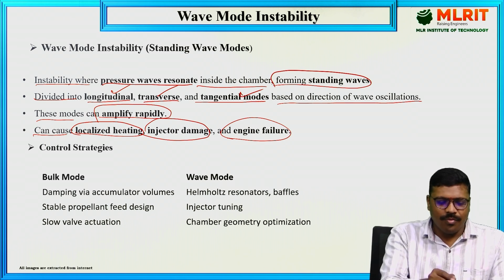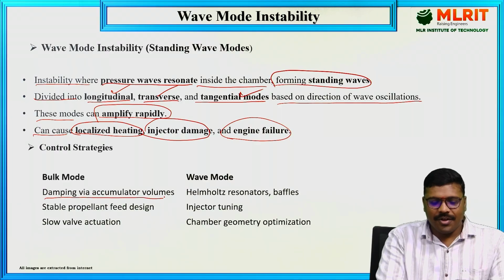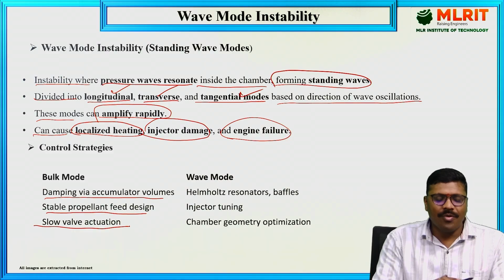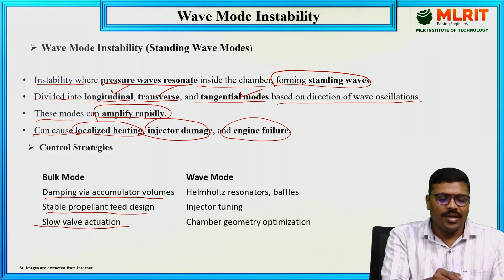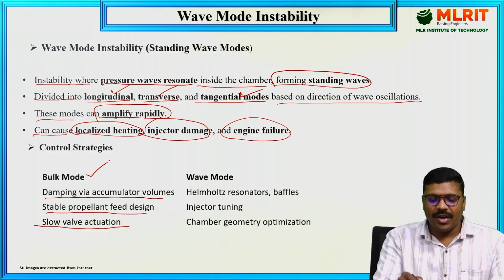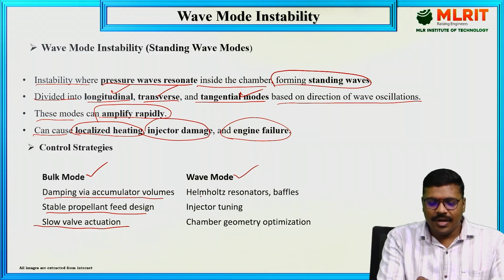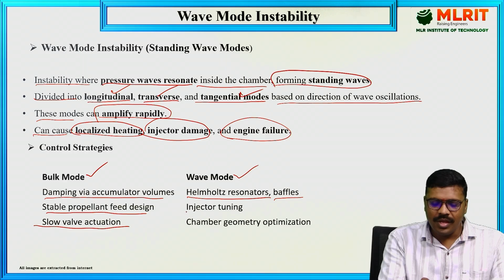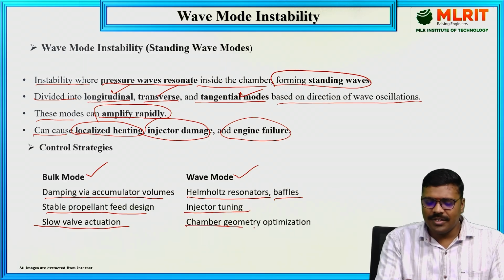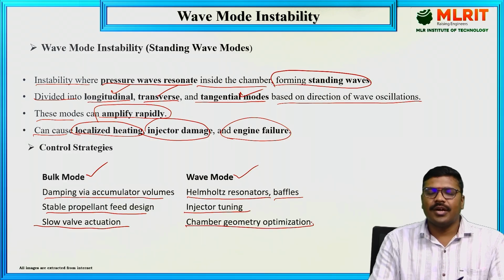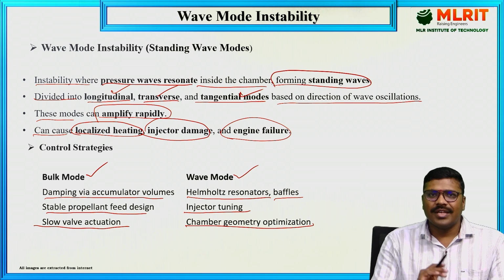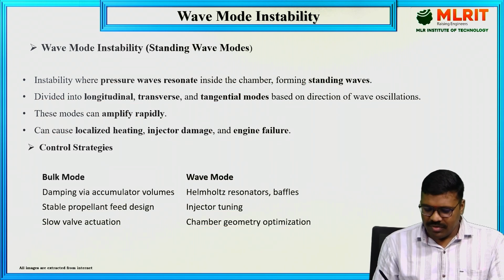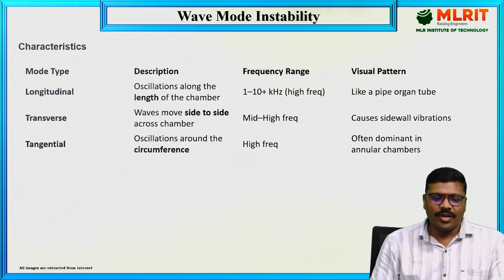Coming to the bulk mode, damping via accumulator volumes, stable propellant feeding designs and slow valve actuation will decrease the bulk mode of instability. Coming to the wave mode of combustion instability, Helmholtz resonators, baffles, injector tuning and chamber geometry optimizations lead to a decrease in wave mode of combustion instability. So this is about bulk mode of instability and wave mode of instability.